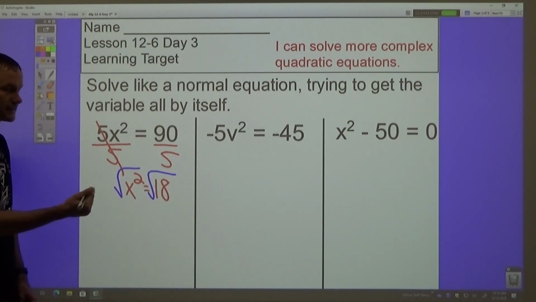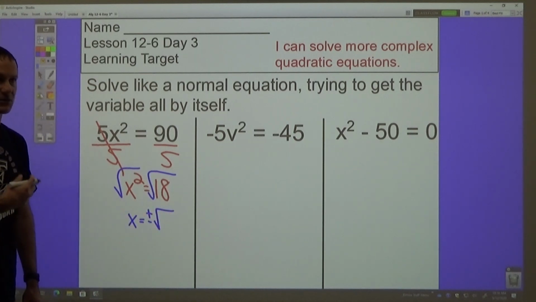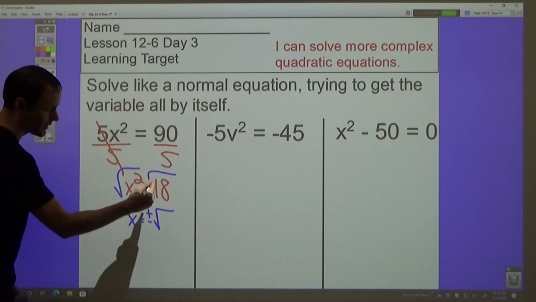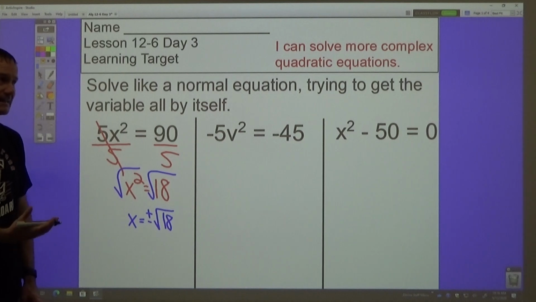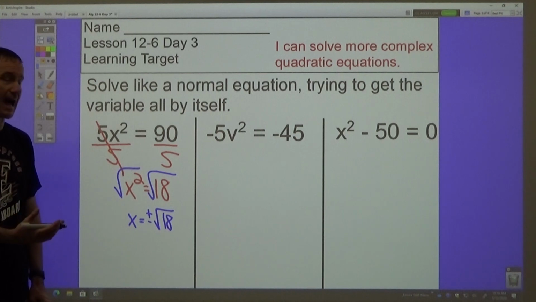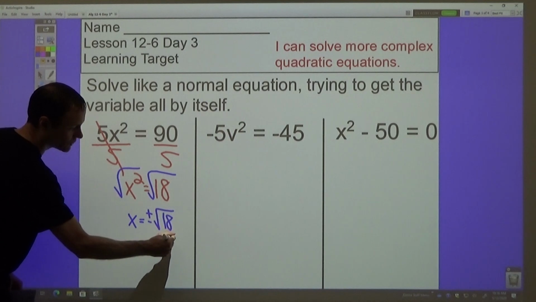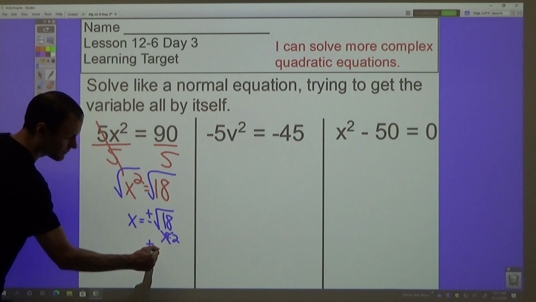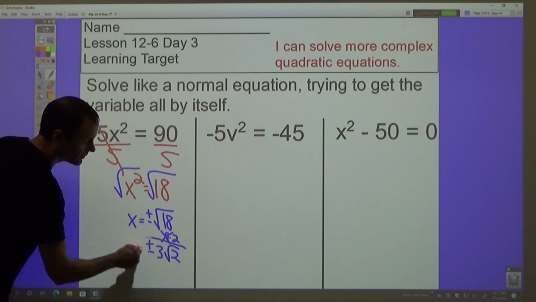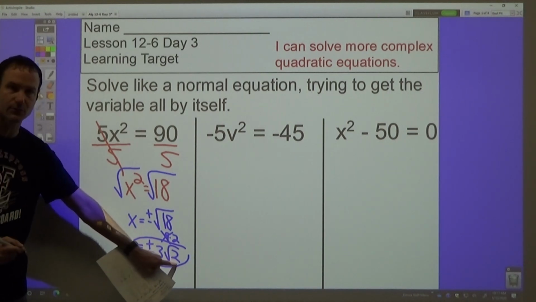So if we were leaving this in simplest radical form, this would be x equals plus or minus. Remember, you have to do plus or minus anytime you take the square root of a number. So it's plus or minus the square root of 18. 18 can be simplified. Remember, you're looking for those perfect squares, like 4s and 9s and 16s and 25s. So 9 times 2 is 18. Cross off the 9, bring out the 3. So this becomes plus or minus 3 radical 2. If we were leaving it in simplest radical form, your answer would be plus or minus 3 radical 2.